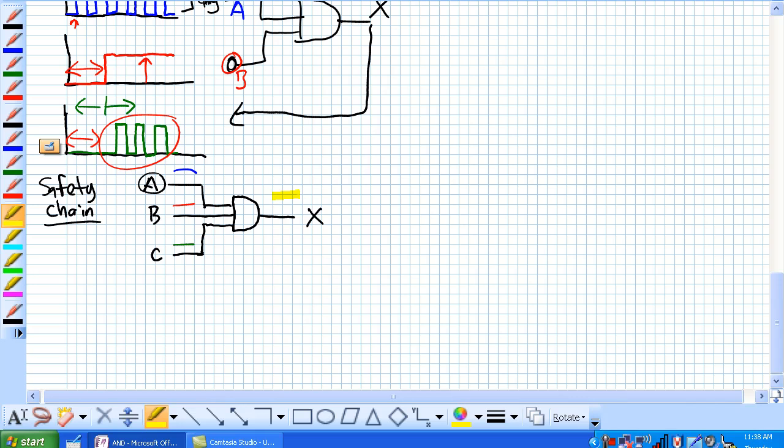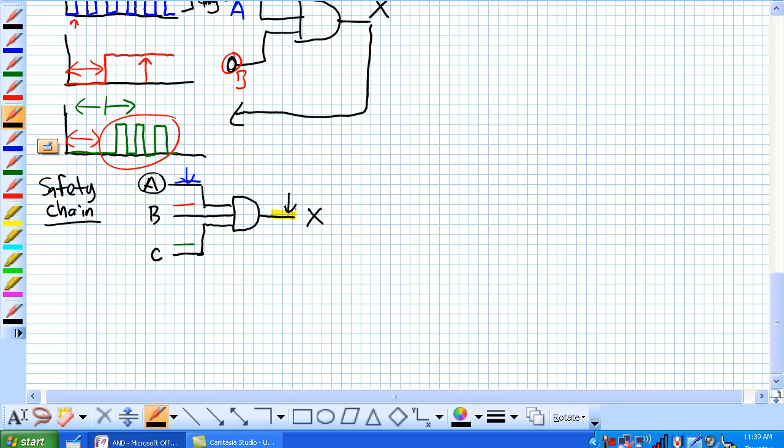But now, all of a sudden, somebody opens the door. What happens is basically signal A suddenly drops to a low. It goes down low. So what happens here? 0 and 1 and 1 is 0. So our little current to our motor stops. It goes down low.